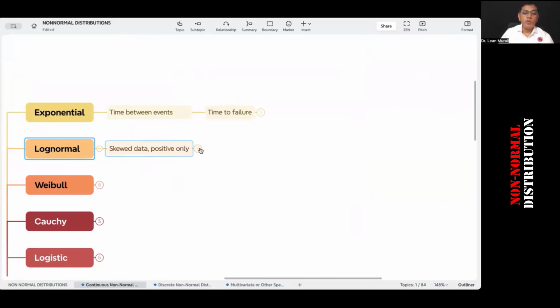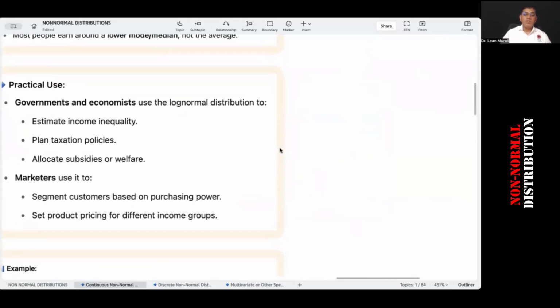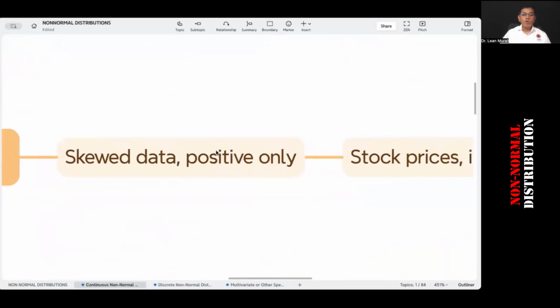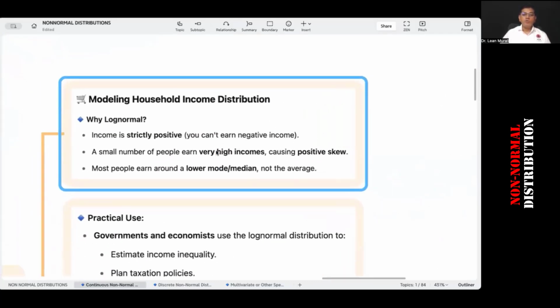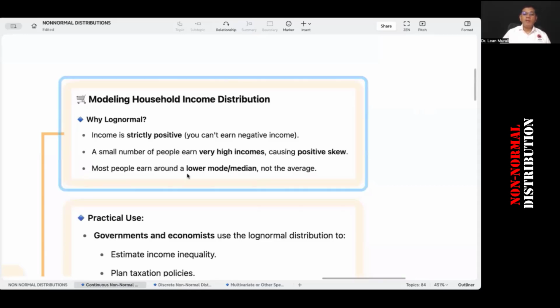We have already seen that it's skewed data, positive only, like stock prices and income. Let me open up the examples here. Modeling household income distribution is an example of a log normal distribution. Why? Income is strictly positive. All of us know there is nothing called negative income. A small number of people earn high incomes, causing positive skew. Most people earn income around the lower mode or median, but not the average.